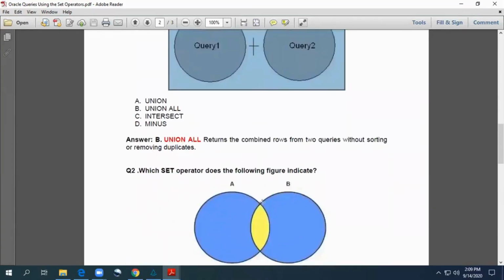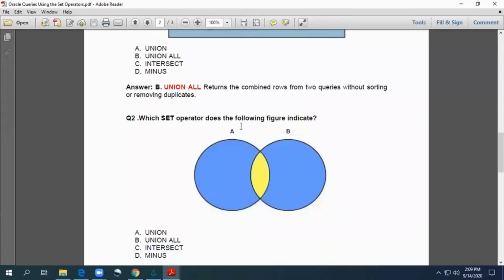Here again, if I ask you this question: which set operator does the following figure indicate?